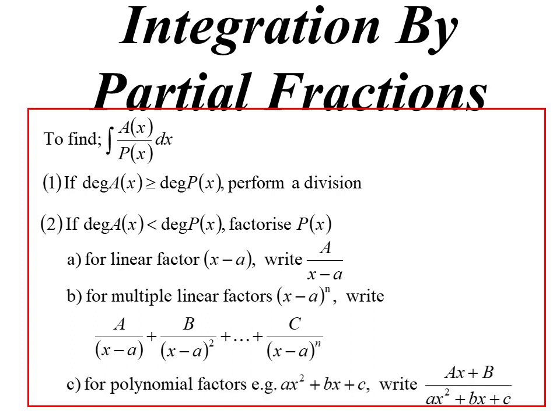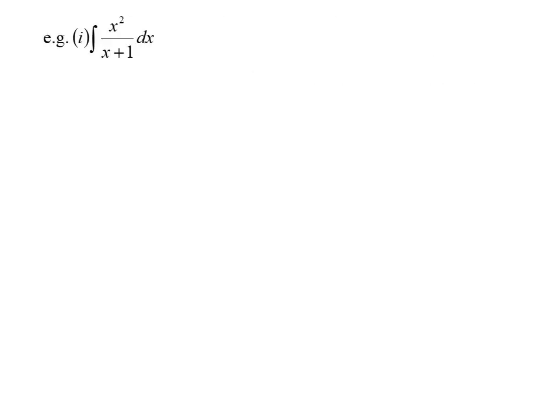The only other possibility is it might be a quadratic that can't be factorised. And in that case, the order of the numerator has to be less than the denominator, so I put a linear on the top, so ax plus b. Impossible to be anything else, because all polynomials can be factorised down to be a combination of quadratics and linear factors. Start off with x squared on x plus 1.